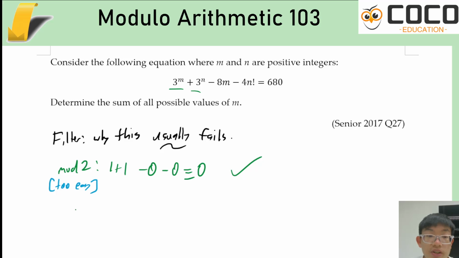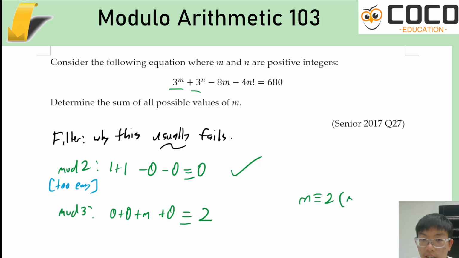Now, the next thing you might think is, okay, well, how about mod 3 then? Because if I use mod 3, then the powers of 3 will be 0. Minus 8 becomes 1. The factorial is usually 0 unless n is 1 or 2, which we can deal with later. But the problem with this is that it doesn't really tell me that much, right? It just tells me that m is congruent to 2 mod 3, which is not nothing. This is if, of course, my n is not 1 or 2. But it doesn't really do a lot.